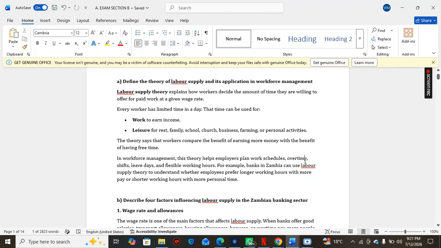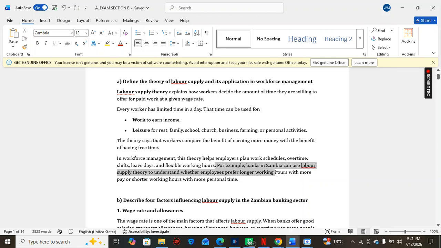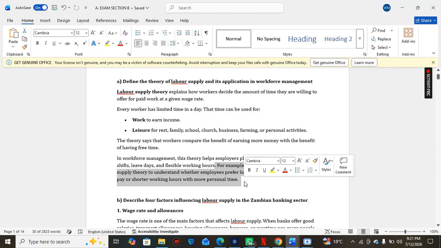Also, overtime. Remember, overtime is when workers work over their expected hours of work, then you have to pay them extra for that. So it's helping employers plan work schedules, overtime, shifts, leave days, and flexible working hours. For example, banks in Zambia can use labor supply theory to understand whether employees prefer longer working hours with more pay or shorter working hours with more personal time.